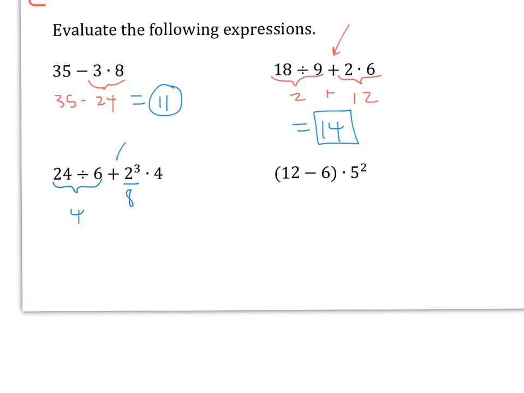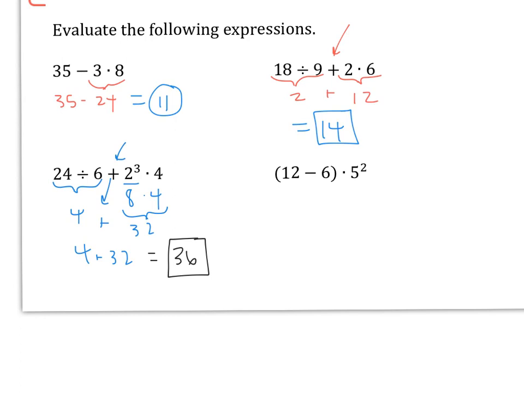And then before I can add here, I need to complete the 8 times 4 over here. And 8 times 4 is 32, and now I can bring down the plus, so 4 plus 32 equals 36 for my final answer. All right, and let's continue on.